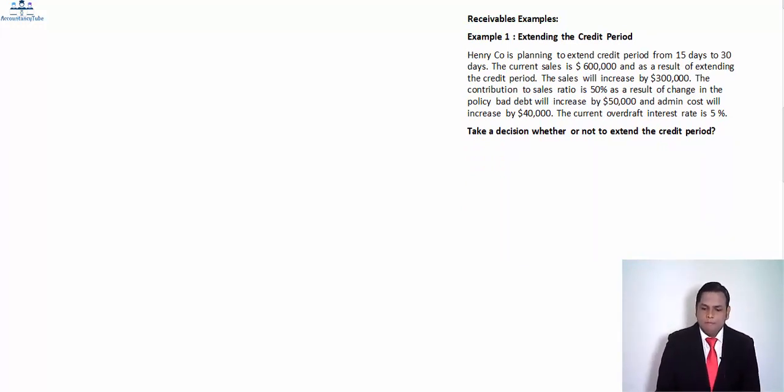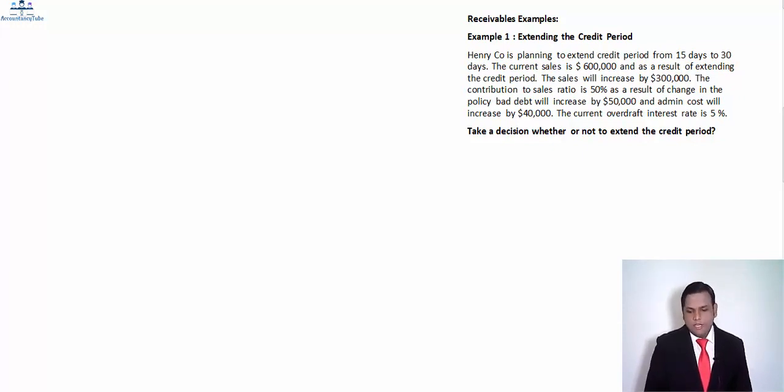Okay, we have got the first example over here of extending the credit period. Henrico is planning to extend the credit period from 15 days to 30 days. They are doubling the credit period. The current sales is $600,000, and as a result of extending the credit period, the sales increased by $300,000.